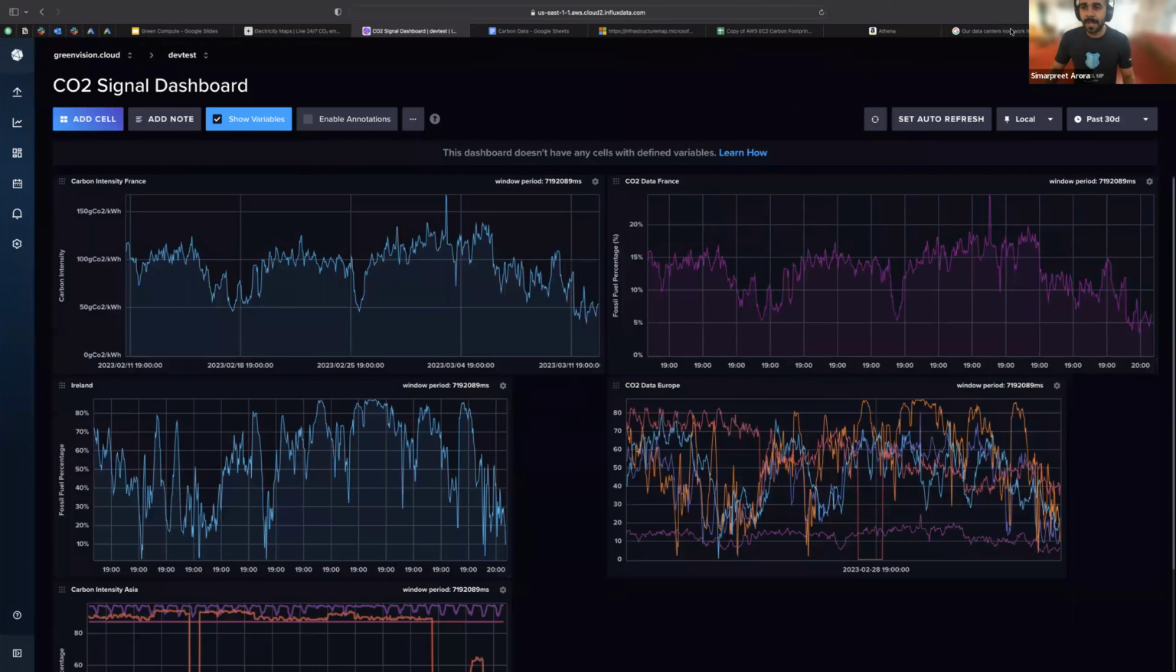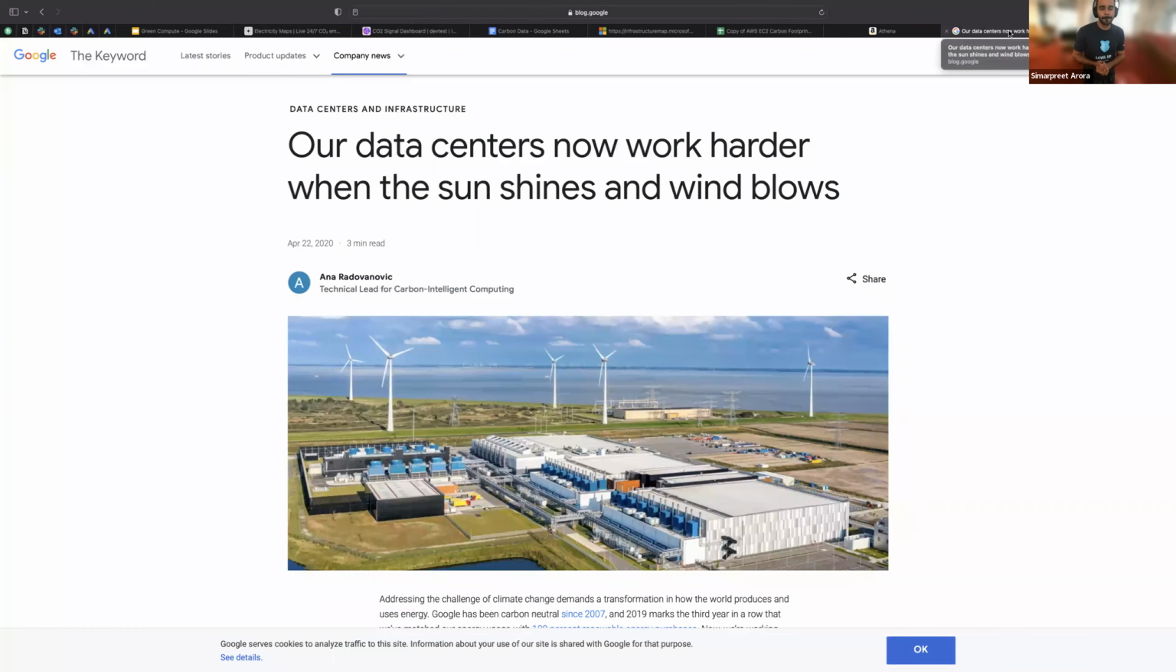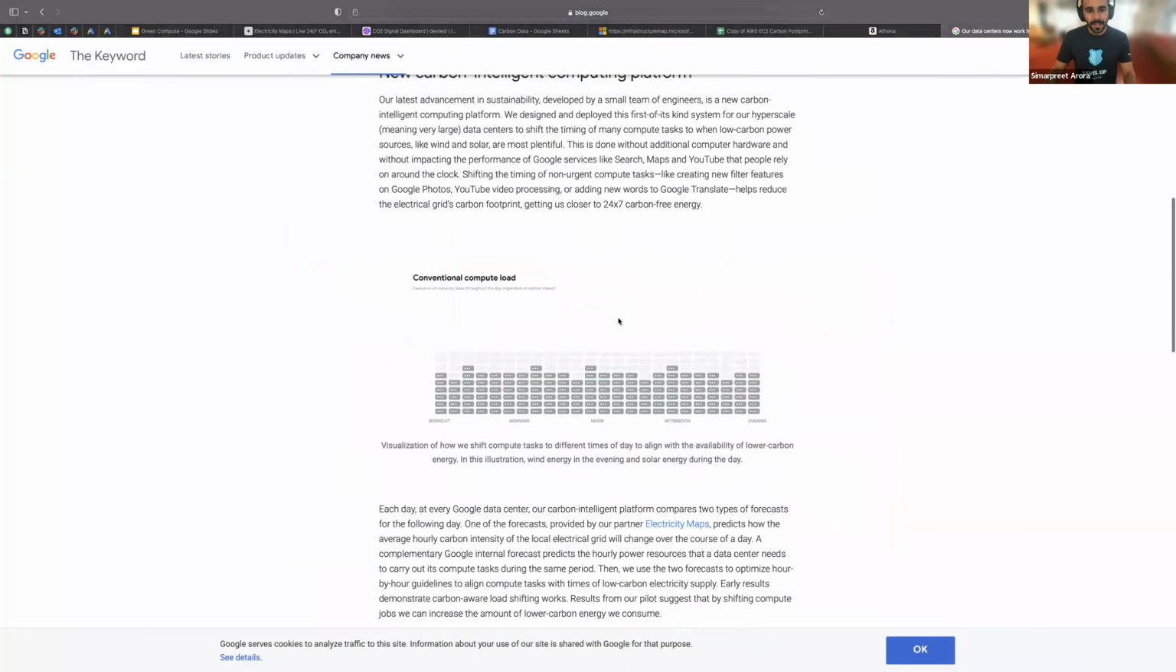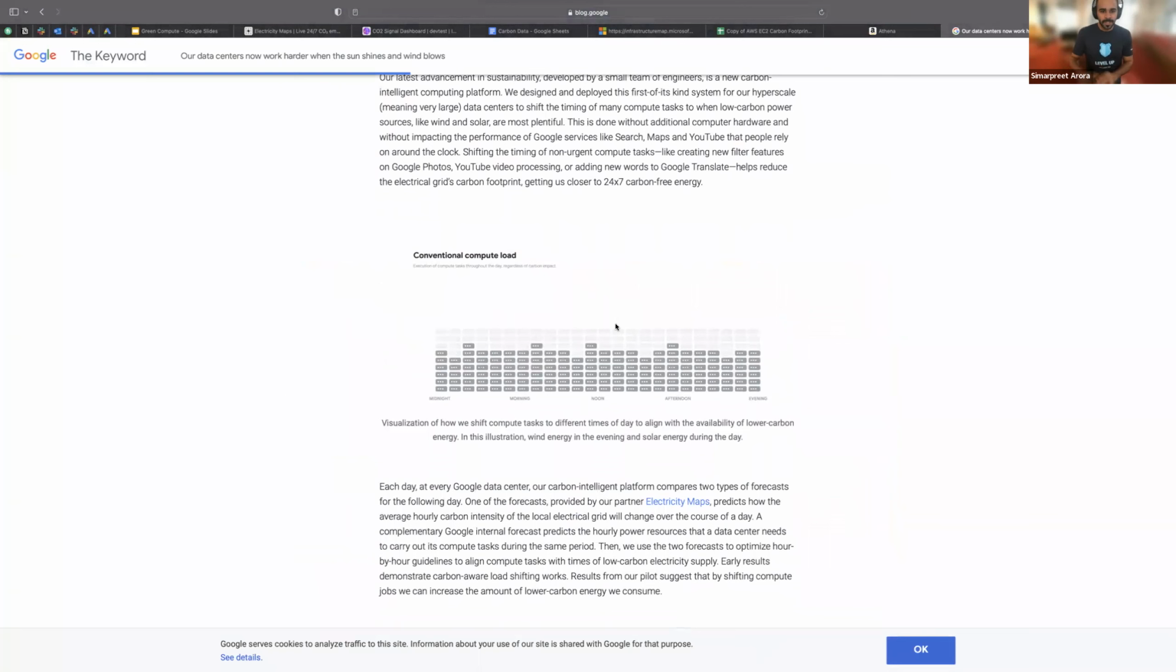My assumption was validated by a Google white paper where they said that our data centers now work harder when the sun shines and the wind blows. As we can see in this image, here is a conventional cloud workload, and now they're aligning compute workload with low carbon energy. A traditional workload is distributed throughout the day, and when the wind blows high or the sun shines, they align to run during that time.